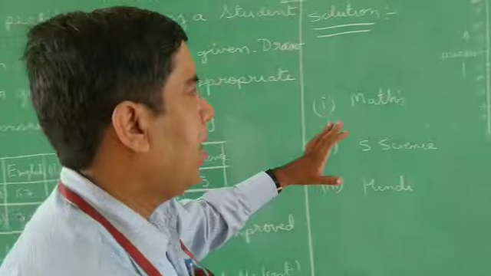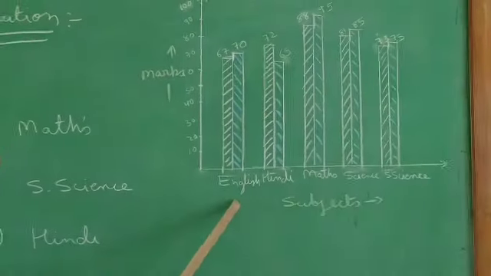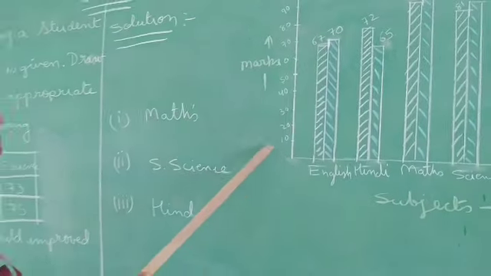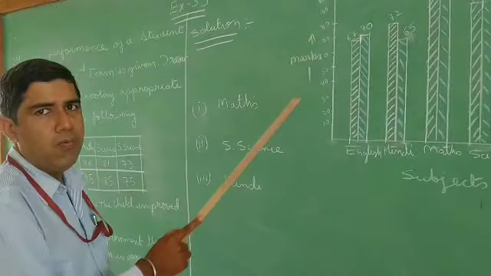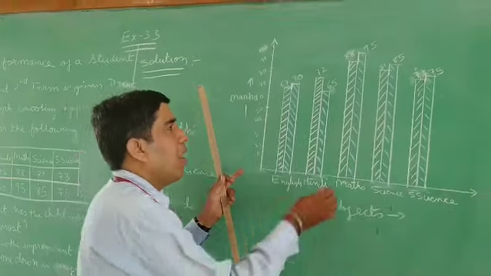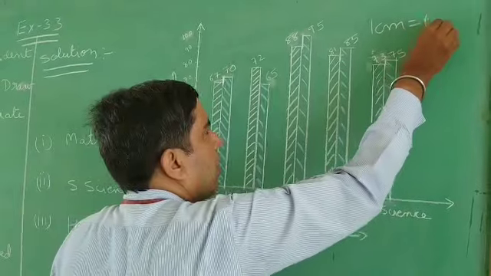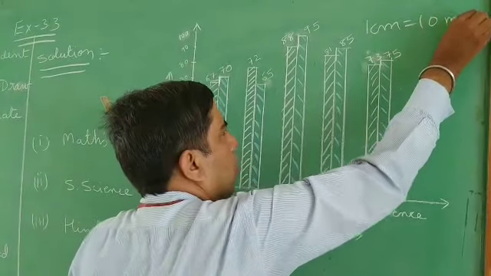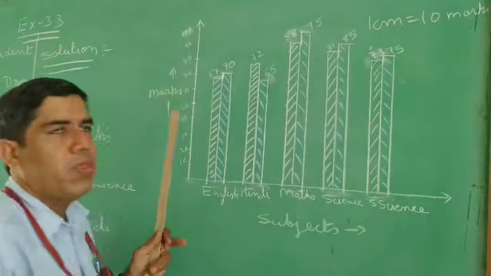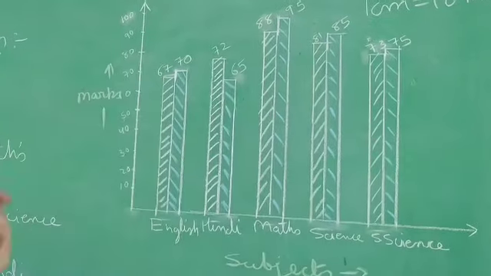So come on this side and just see here, on x-axis we will take subject because subjects are independent, and marks we will take on y-axis. Right? And what is the scale I have taken here? Scale I have taken as 1 centimeter equal to 10 marks. So you can see it is 10, 10, 10 I have taken.